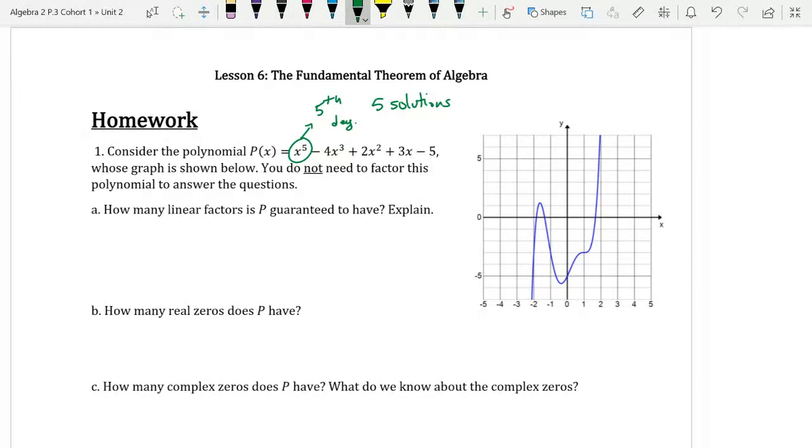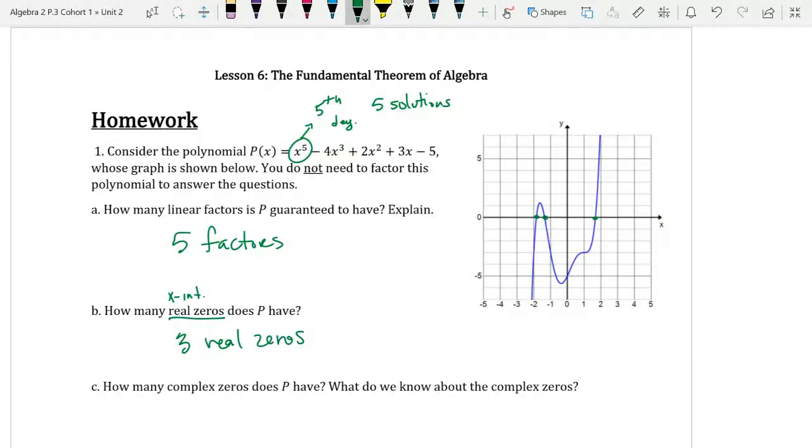So it says, how many linear factors is p guaranteed to have? By the fundamental theorem of algebra, the degree tells you how many factors. So there has to be 5 factors, and we know that because it's a 5th degree polynomial. How many real zeros do we have? Remember, real zeros are x-intercepts. There are 1, 2, 3 x-intercepts. So I can say there are 3 real zeros.